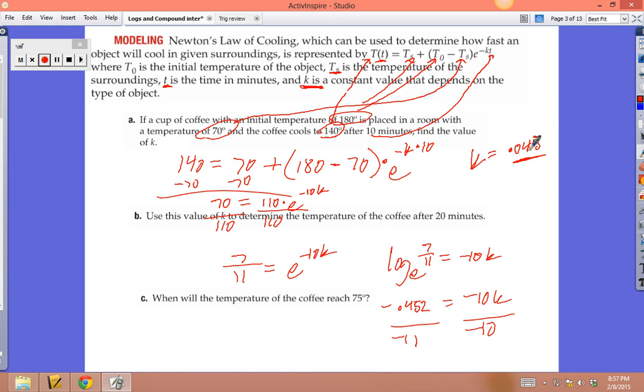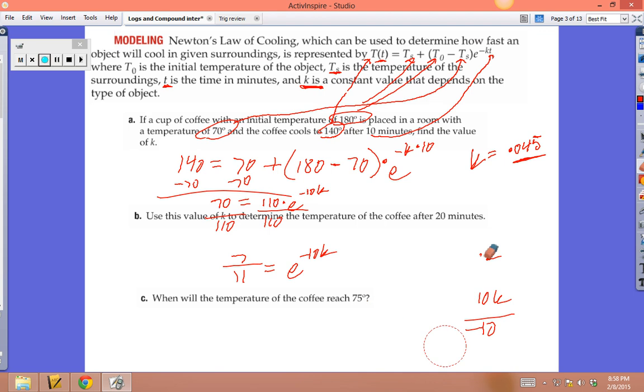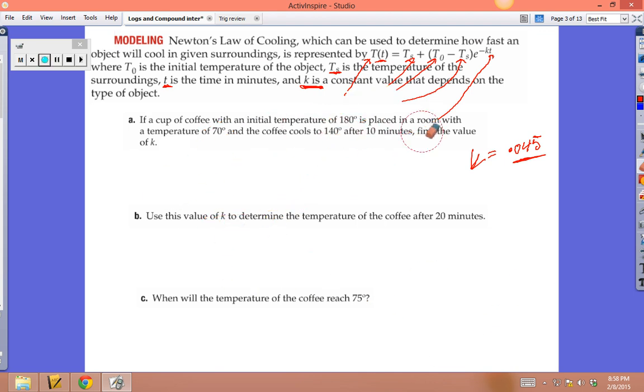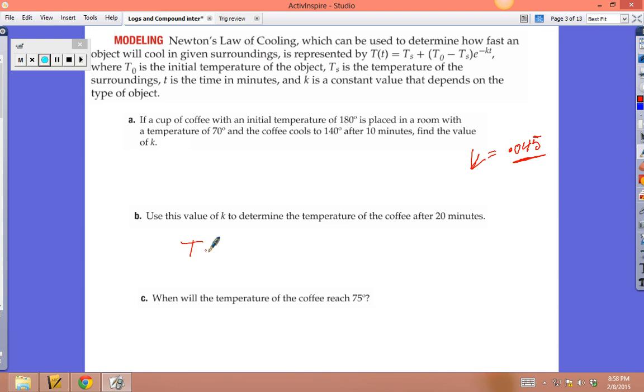Now if we know what k is for this coffee, let's use it to figure out what the temperature of the coffee would be 20 minutes down the road. So if we let it sit in that setting for 20 minutes, what would its temperature be? Alright, so the temperature as a function of time is going to equal, and time is going to be 20 minutes.